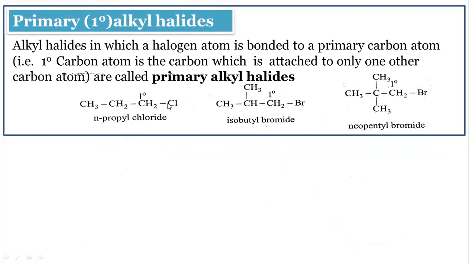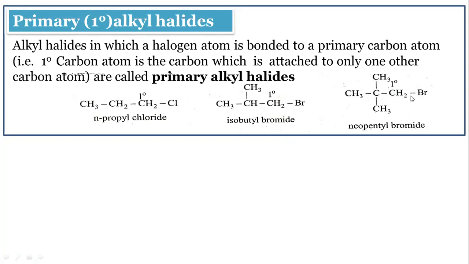See, when the halogen is attached to the primary carbon atom. Now, primary carbon atom means what? The carbon atom which is attached to only one carbon atom is called a primary carbon atom. So this carbon is attached to only one carbon; that's why it is primary. This carbon is also primary because it is attached to only one carbon. And this carbon is also attached to only one carbon.